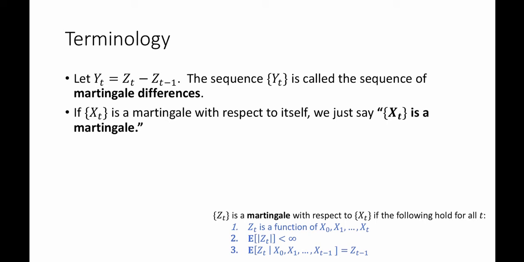Some quick martingale terminology. If we let yt be equal to zt minus zt minus 1, then this sequence of yt's is called the sequence of martingale differences. Also, if xt is a martingale with respect to itself, that is, if xt plays both the roles of zt and xt in the definition, then we just say xt is a martingale, period.